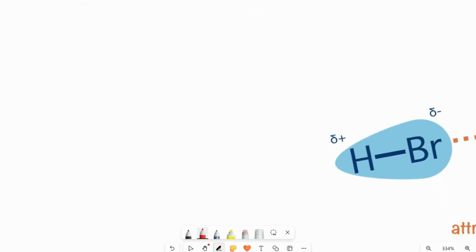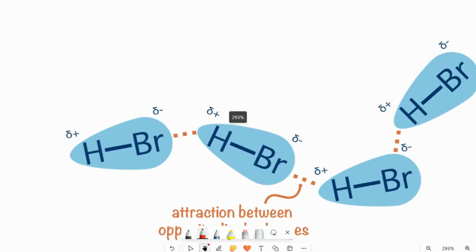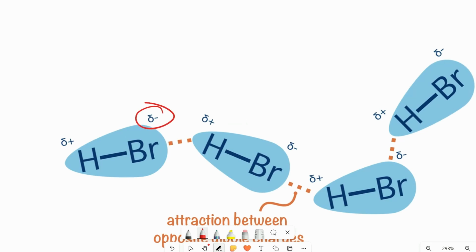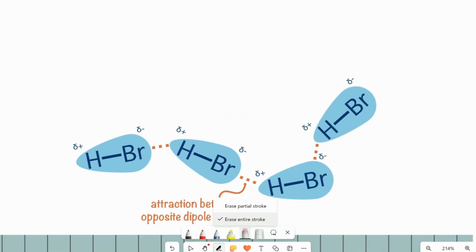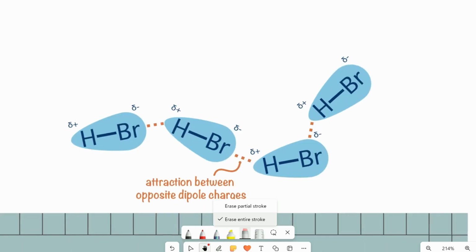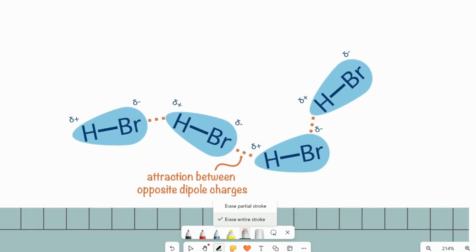I'll show you here using this picture. You see the negative side will be attracted to the positive side. Remember, opposites attract. So in a jar of hydrogen bromide, all these molecules are going to interact in this manner. And we usually denote intermolecular forces using dotted or hashed lines. Here you have an interaction or attraction between these four molecules.